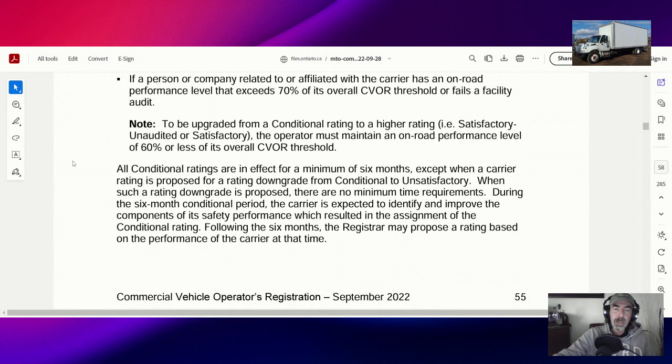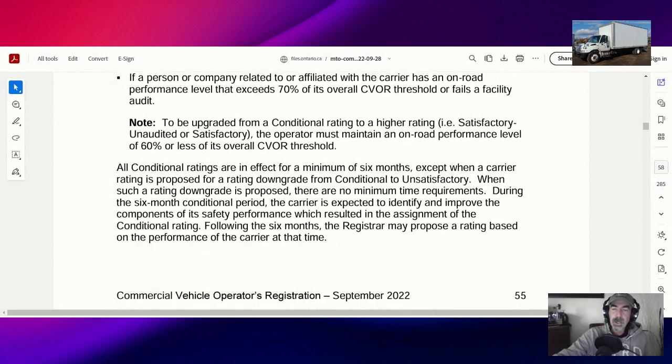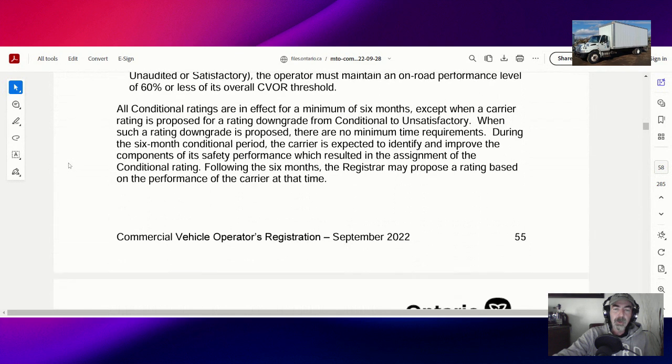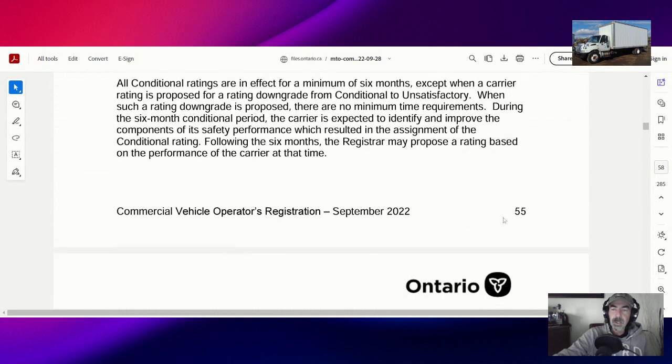Note, to be upgraded from a conditional rating to a higher rating, i.e. satisfactory unaudited or satisfactory, the operator must maintain an on-road performance level of 60% or less of its overall CVOR threshold. All conditional ratings are in effect for a minimum of 6 months, except when a carrier rating is proposed for a rating downgrade from conditional to unsatisfactory. When such a rating downgrade is proposed, there are no minimum time requirements.